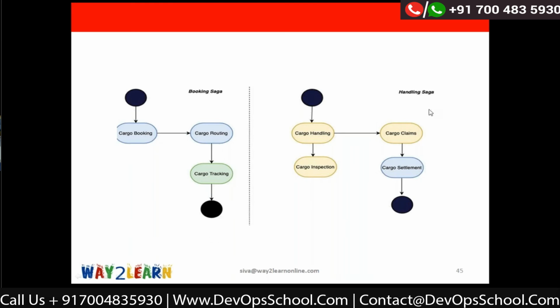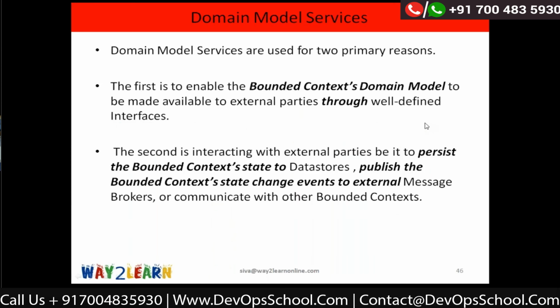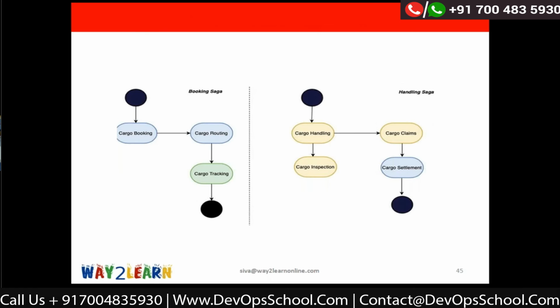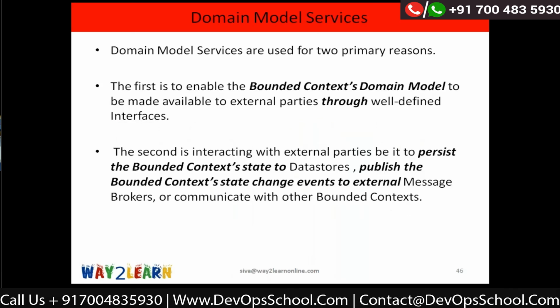Handling saga. Once a cargo is handled at some location, it has to be inspected, right? And then cargo has to be claimed, cargo has to be settled. This is again a business workflow in my handling. So like that, I have to identify the sagas, right? Then I have to design my domain model services.